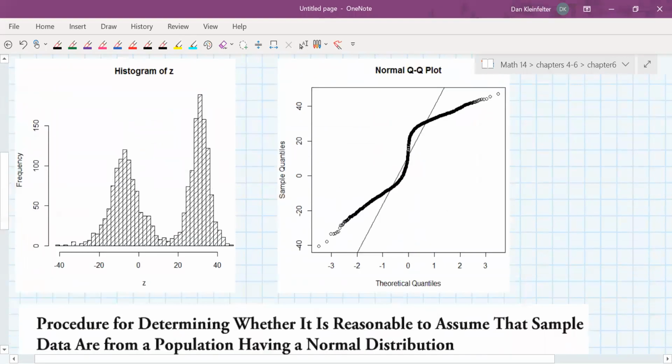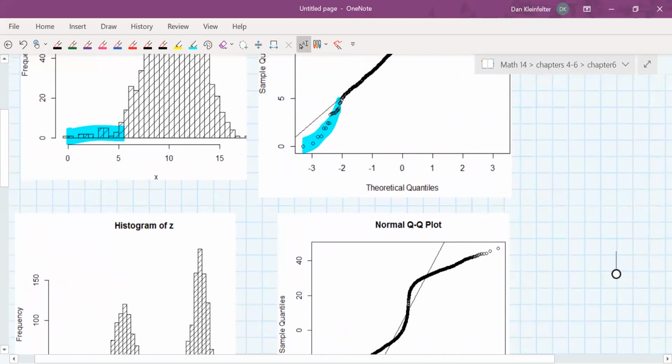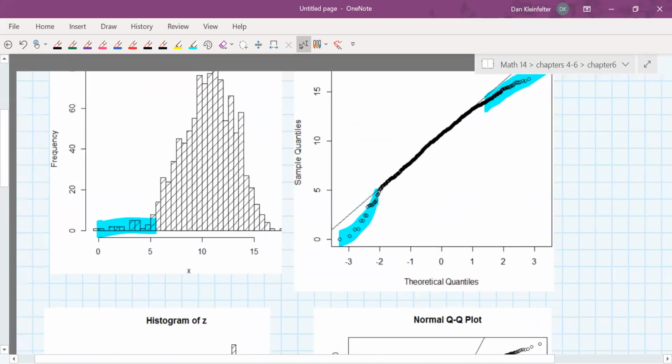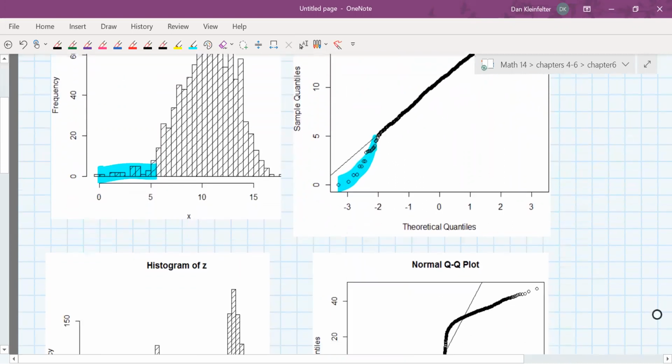So having the QQ plot or normal probability plot is just another view of the data that you can use along with the histogram to get an idea of how normal a set of data is or not. It just gives you another view of the data.